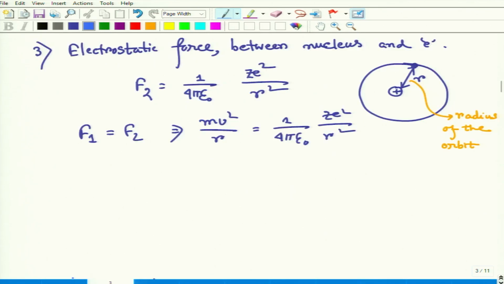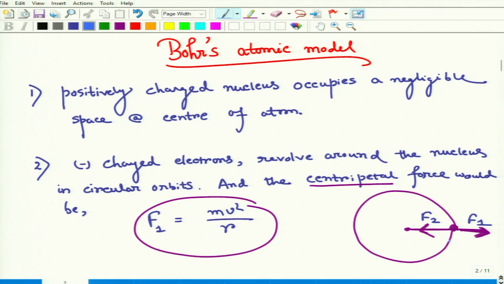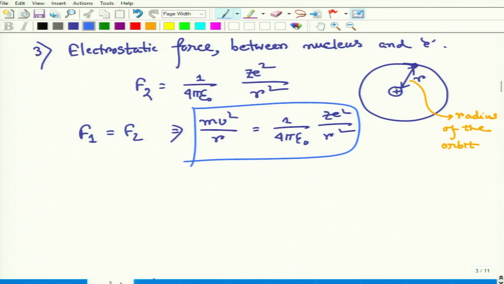Now here these things should follow. That means centrifugal force should equal centripetal force. These forces should be equal to each other, otherwise electron can't be stable. From classical mechanics, we know these things. This is a pure classical result. So we can use those results also, because that should also be followed. Otherwise, electron can't rotate around the nucleus.